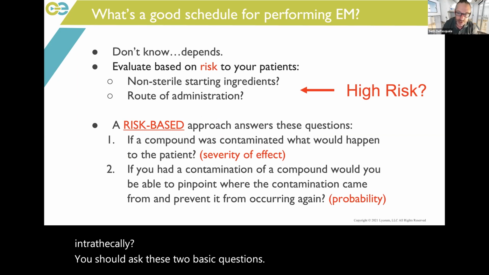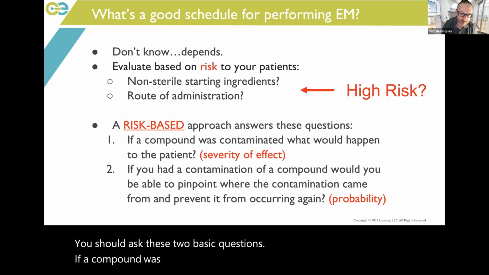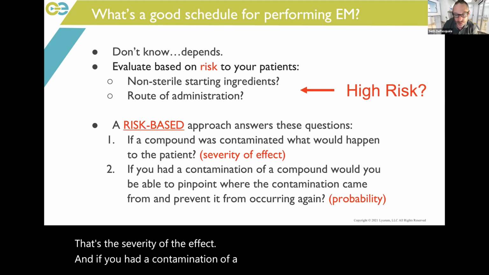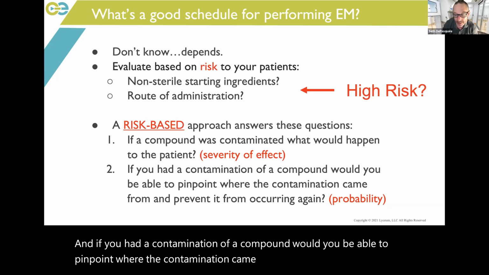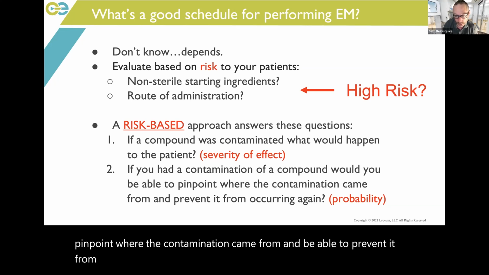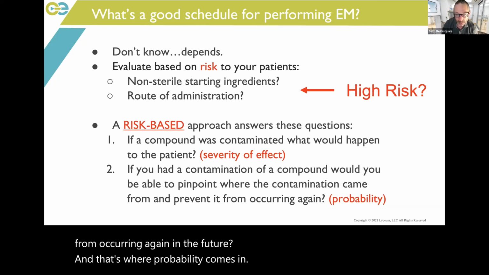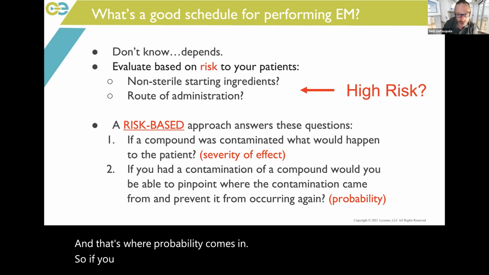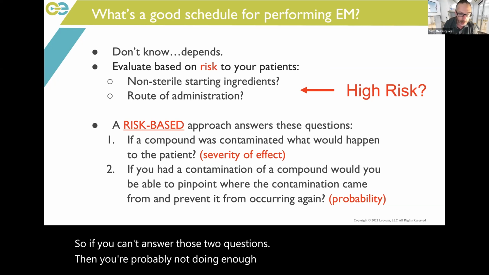If a compound was contaminated, what would happen to the patient? That's the severity of the effect. And if you had a contamination of a compound, would you be able to pinpoint where the contamination came from and prevent it from occurring again in the future? That's where probability comes in. If you can't answer those 2 questions, then you're probably not doing enough environmental monitoring. So keep those 2 questions in mind.